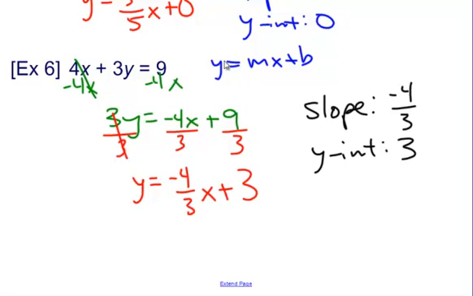So big thing, guys, y equals mx plus b. That's what you have to have. You have to have the y alone, and you have to have something times the x. Or if there's nothing in front of the x, it's a 1, right? So really important. All right, great job.